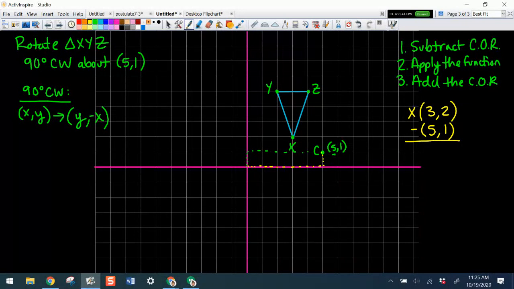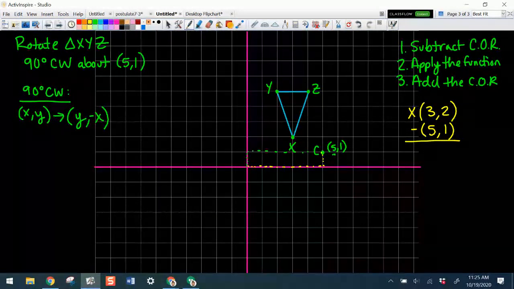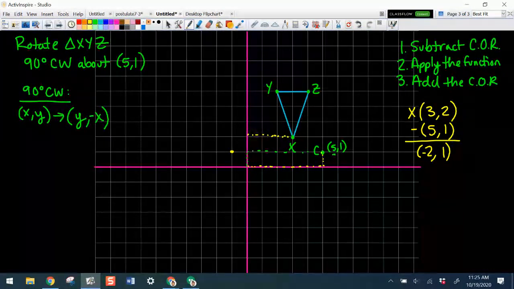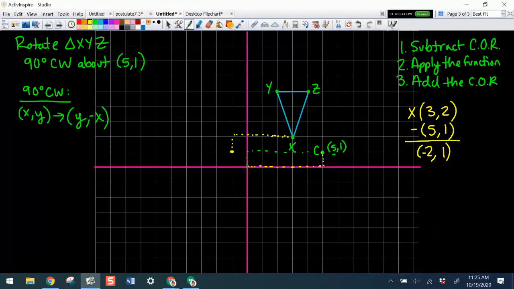Hopefully you know 3 and 5 are the x-coordinates, so we subtract those two numbers. 3 take away 5 is -2. And 2 take away 1 is 1. And at this point, we have subtracted the center of rotation. So let me show you where that point is. (-2, 1). Excuse me, that's (-2, 1) here. So think about it. We just shifted point X 5 to the left and 1 down. That's what we just did. We're shifting this entire triangle, in fact.